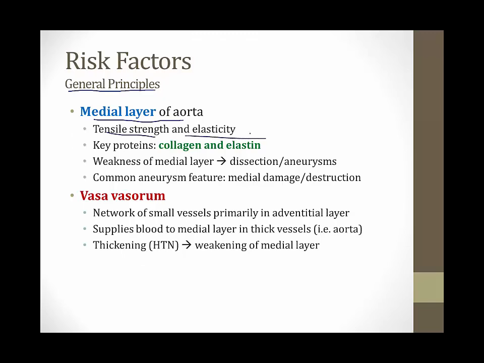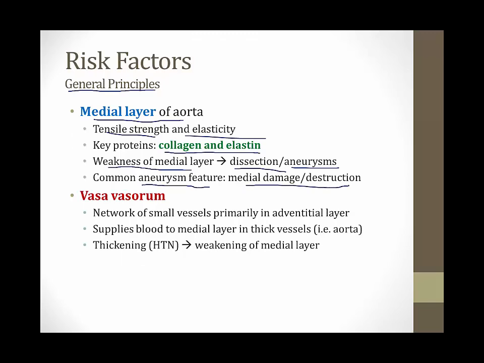And there are two very important proteins that are responsible for the tensile strength and elasticity, and those are collagen and elastin. If there is a weakness of the medial layer for any reason, then the aorta generally becomes weak and it's vulnerable to dissections and also aneurysms, which we'll talk about in a minute. And in fact, a common feature of all aortic aneurysms, which we'll talk about later in this module, is medial layer damage or destruction.